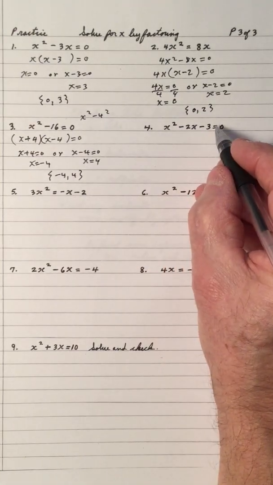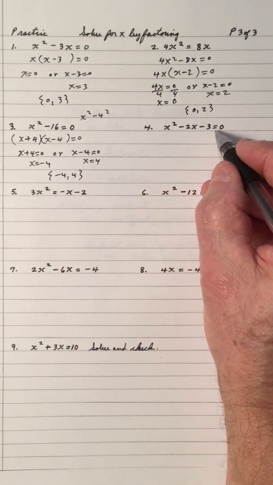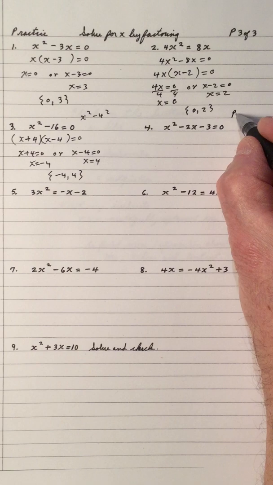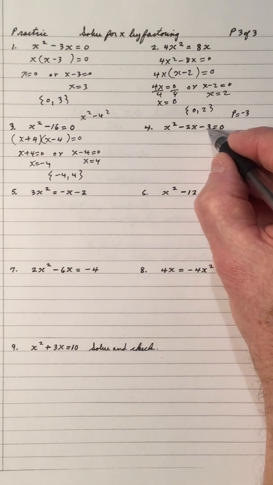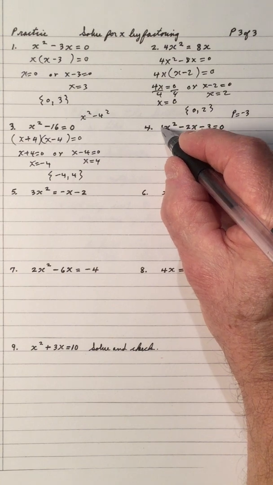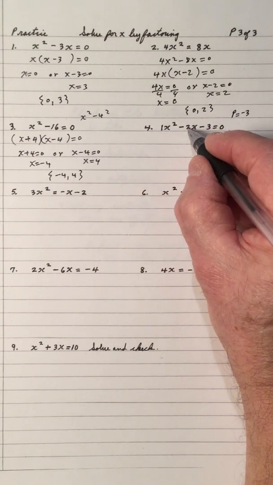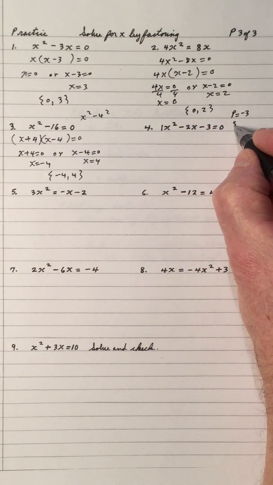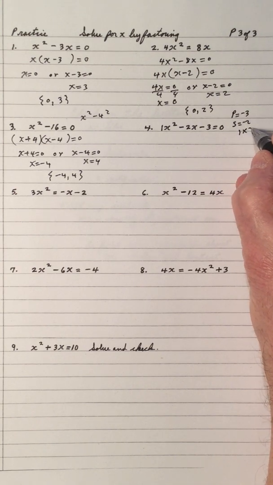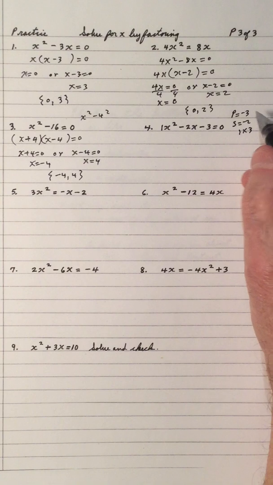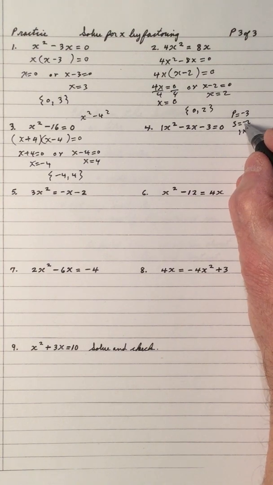We have a trinomial equal to 0, in the right order, and we're going to factor. The product is negative 3, and the sum is negative 2. When there's a 1 right here, this is the product, and that's the sum. Factors of 3 are 1 times 3. So the product is negative and the sum is negative. It must be plus 1 minus 3.